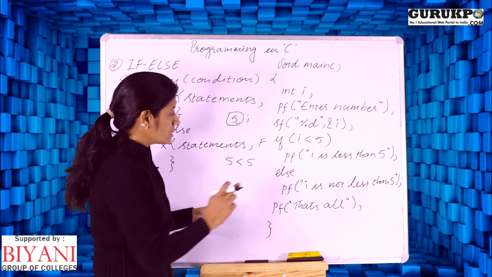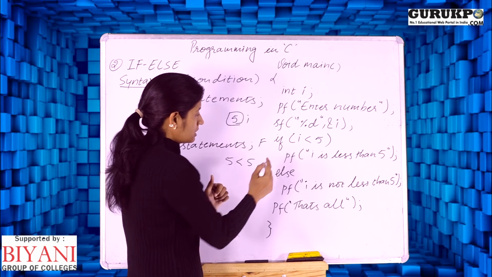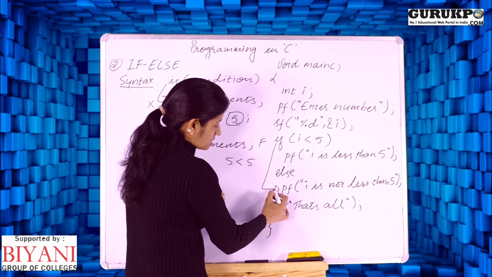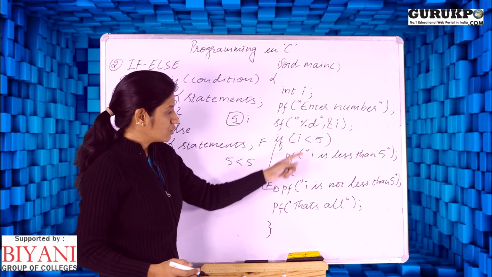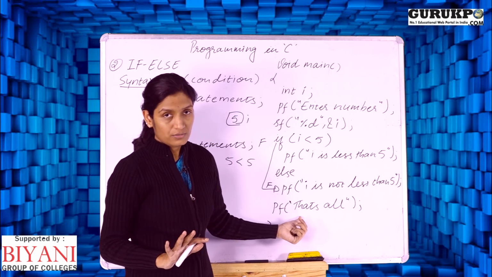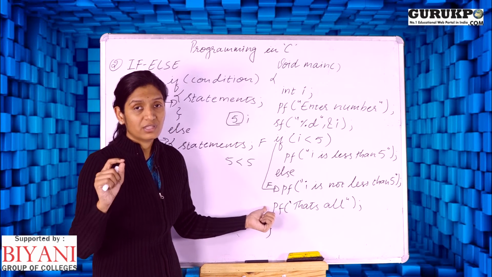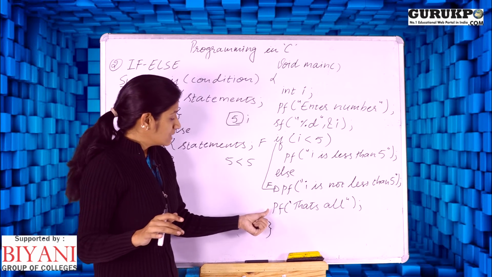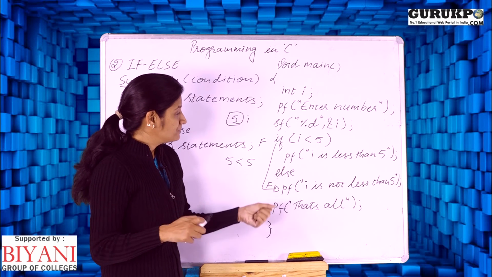In case of false, the statement just next to the if will be skipped and we will go to the statement that is in else part. So it will be executed like I is not less than 5, that's all. This is the normal program execution. This will be executed whether the condition is true or false. This statement will have no effect of this condition.